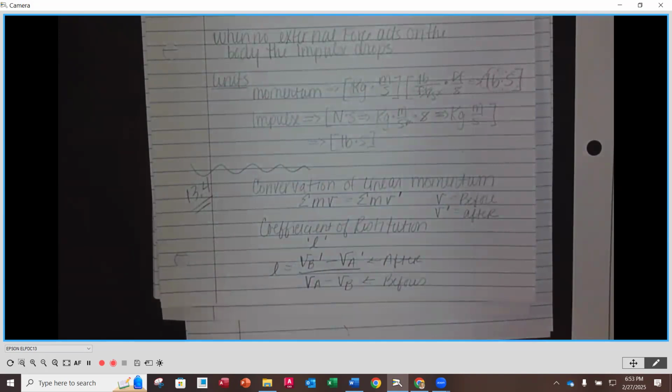So the coefficient of restitution is unitless because top and bottom, they would be feet per second or meters per second.